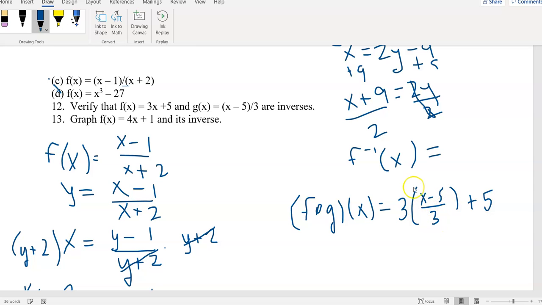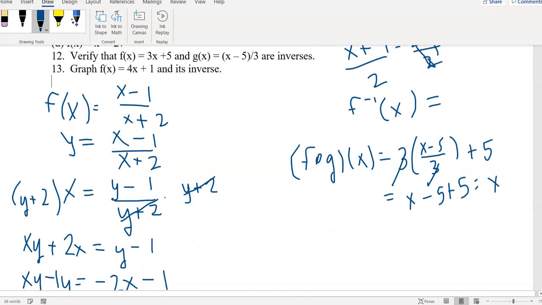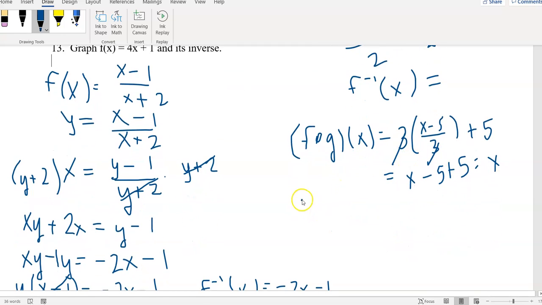Now let's notice immediately the 3's will cancel. And then we have x minus 5 plus 5. And of course, the 5's cancel. And we get x, exactly what we expected. Now when we verify it, we have to go in both directions. So we also have to do g composed with f.